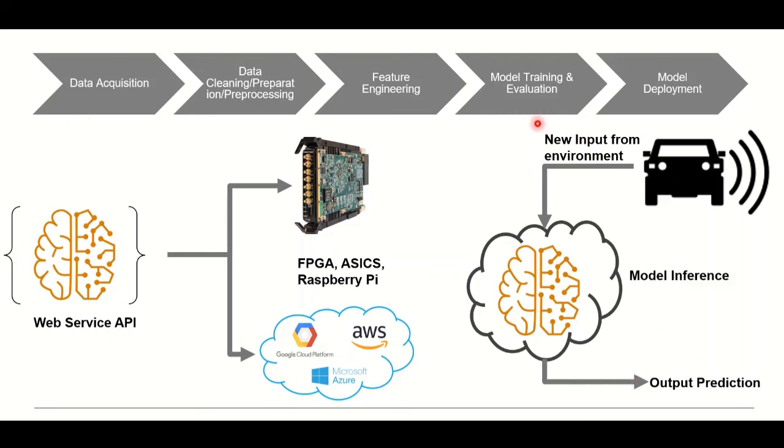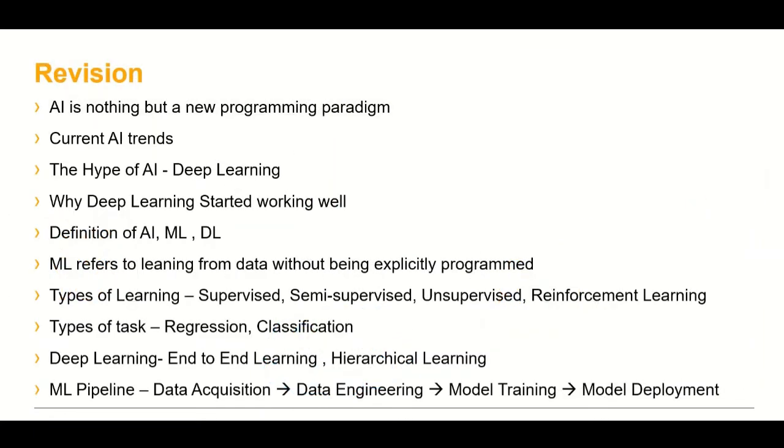So this is the entire pipeline from data acquisition, cleaning, learning, and deployment. Now that's all from here. So let's quickly revise what we saw: that AI is nothing but a new programming paradigm. We saw some current AI trends. We saw why this AI hype all of a sudden in this decade, and that's because of deep learning. And then we saw four reasons why deep learning started working well. Then we saw the definitions of AI, ML, and DL. And then we saw that ML refers to learning without being explicitly programmed. And then we saw supervised, semi-supervised, unsupervised, and reinforcement learning.